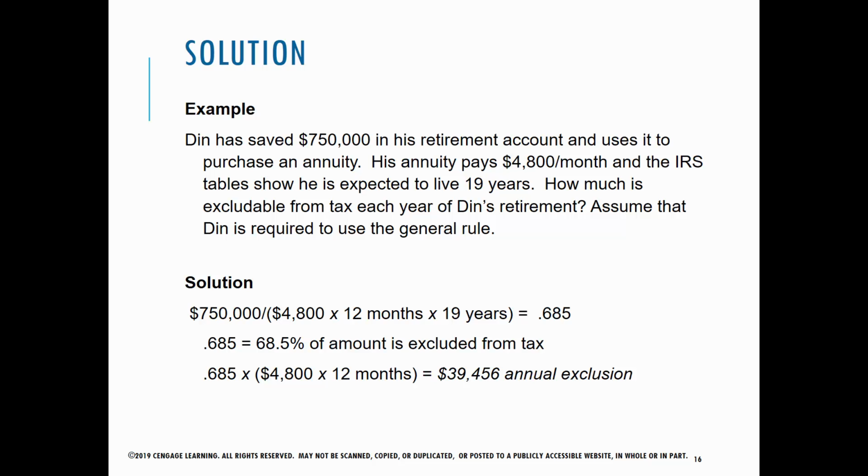1099-INT is for interest. 1099-R is for retirement.